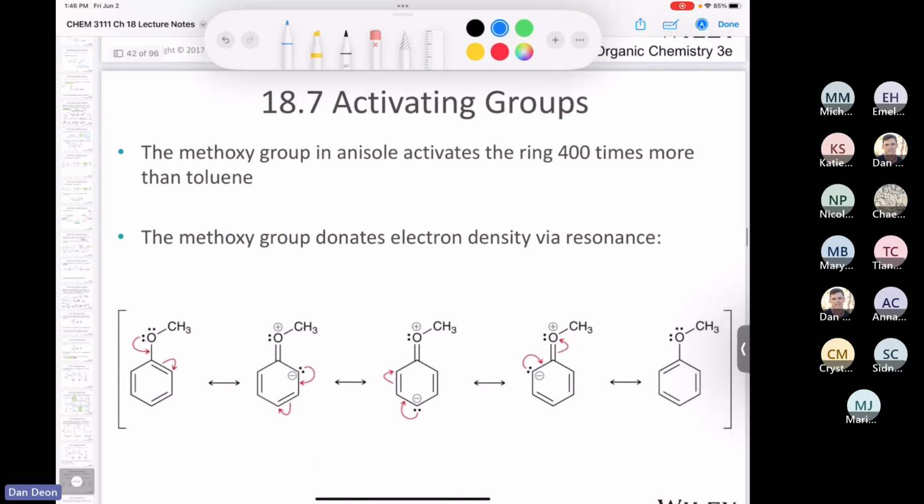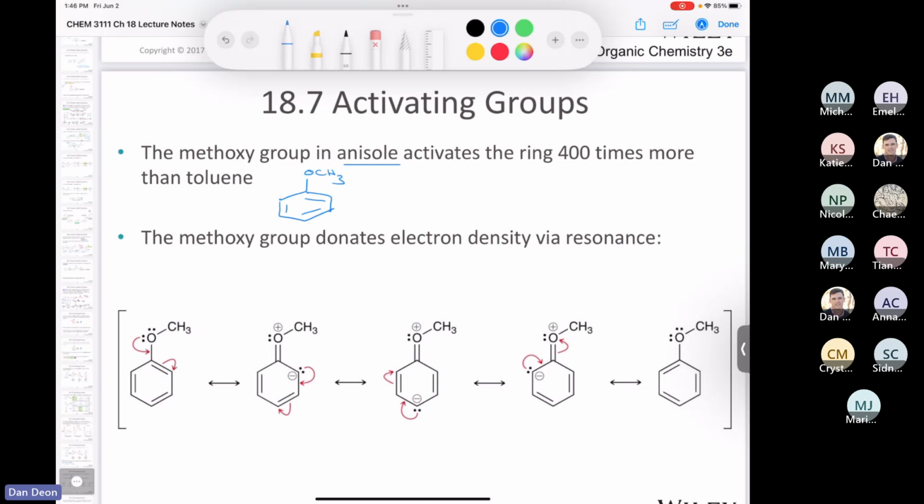You guys want to look at another group? I do. What about a methoxy group? You guys remember this chestnut here, right? If you replace the methyl group with a methoxy group, okay, this is what we call anisole, okay? And anisole reacts much faster than toluene. This is 400 times more reactive than toluene. So toluene was 25 times more than benzene, and now you've got anisole, which is 400 times more than toluene.